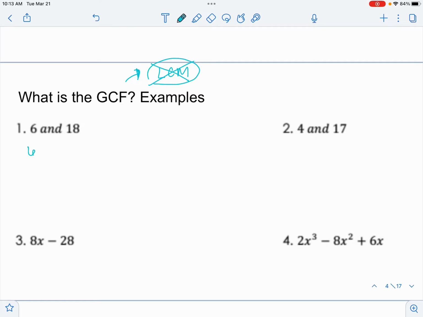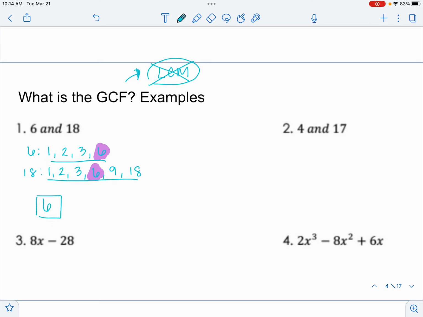If I were to make a list of all the factors of 6, it would be 1, 2, 3, and 6. That's it. And of 18, it would be 1, 2, 3, 6, 9, and 18. And I believe that's it. So we're looking at the two lists that I've created, looking for the largest factor that they share, and the largest factor that they share is 6. So 6 is my greatest common factor of both 6 and 18.